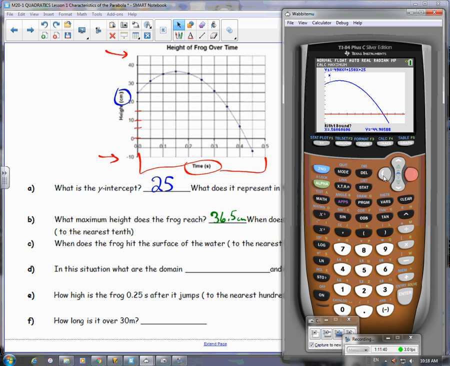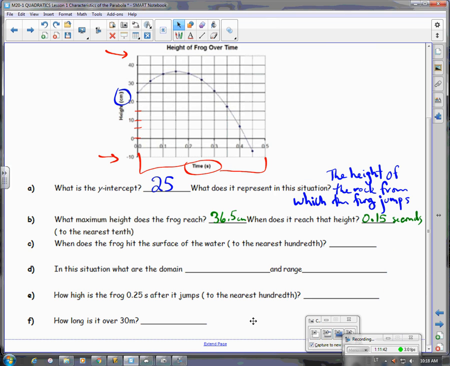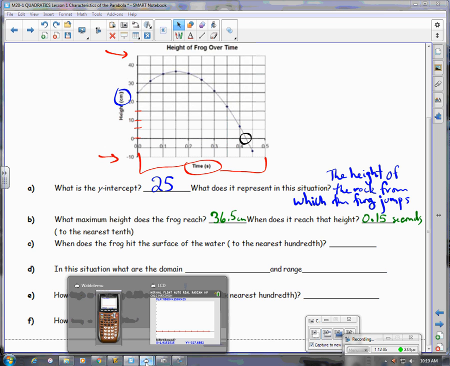Okay, anyway. So, next question, quickly, we only have a few minutes. When does the frog hit the surface of the water? So it's important to know, well, what are we looking for? X-intercept, that's right. Because the X-intercept says, here's when the height is 0. And of course, this means height above the water.